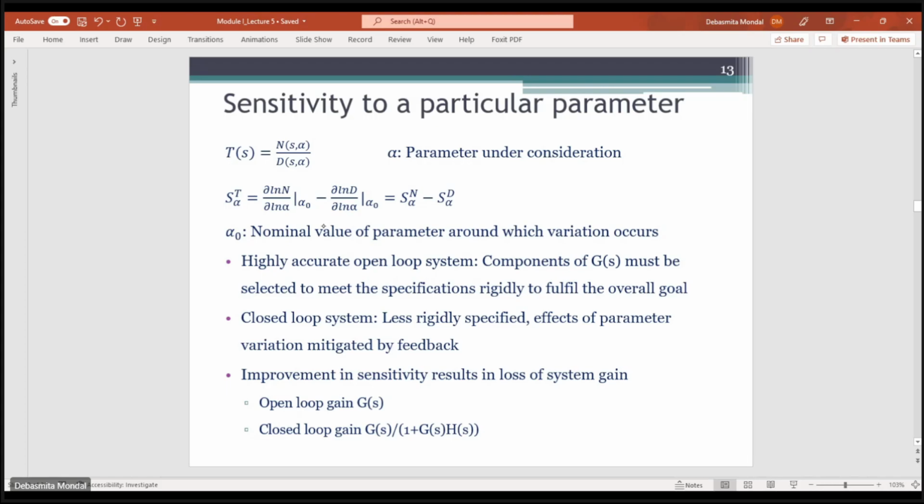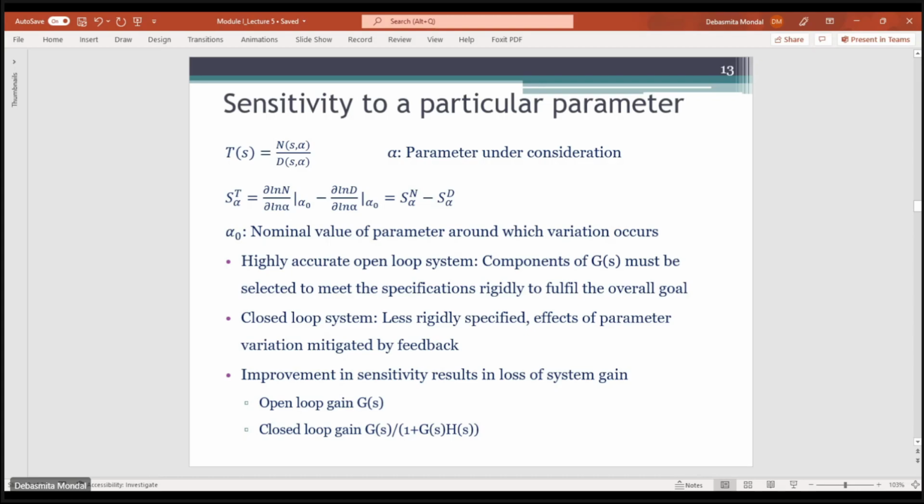Now if you have a very highly accurate open loop system, then the components of G(s) must be selected such that they meet the specifications very rigidly, because there is no control over the output in an open loop system. So the value of G(s) has to be fixed and should not be affected by any external parameters in order to fulfill the overall goal or output. But if you are using a closed loop system, then this rigidity of selection of the value of G(s) becomes a little bit relaxed.